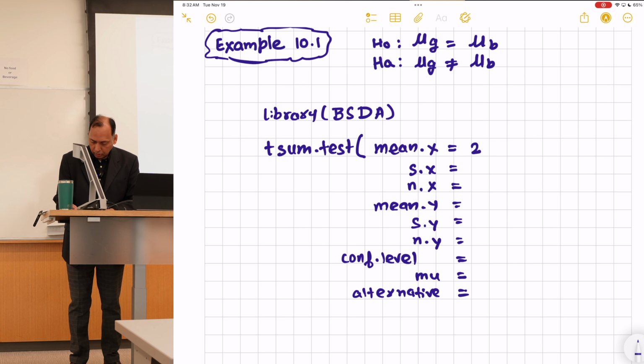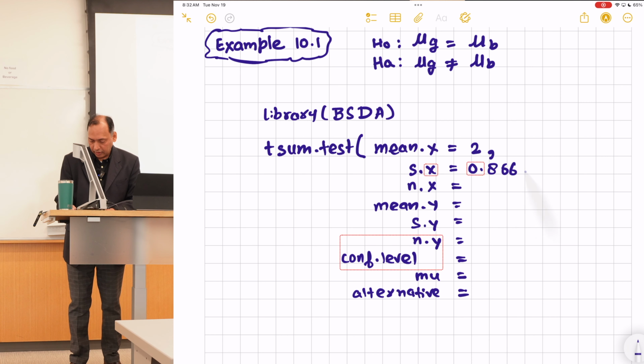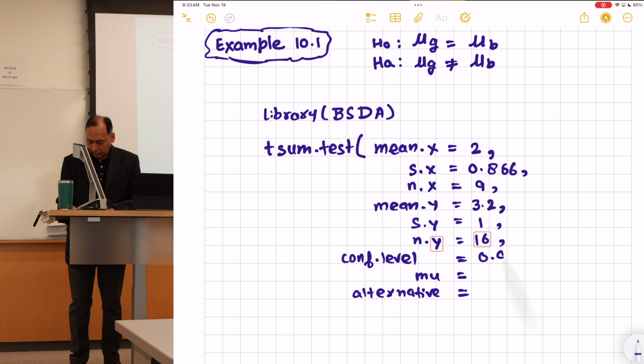So mean for the first one was 2. We put a comma. Standard deviation 0.866. We put a comma. Sample size was 9. Confidence level 95%.